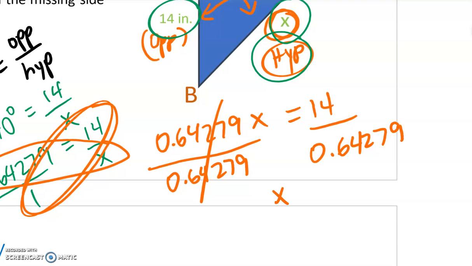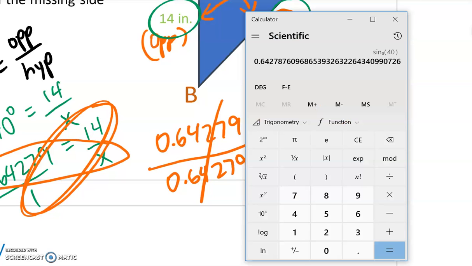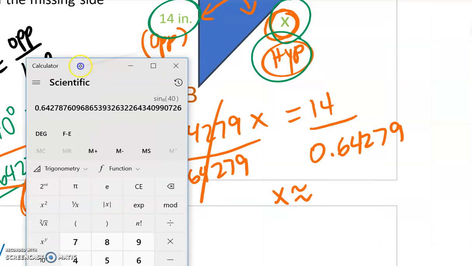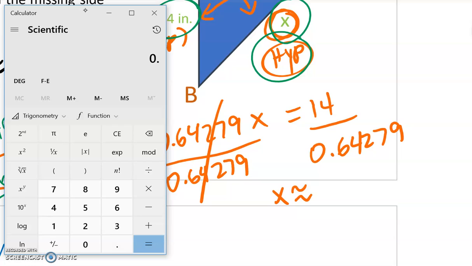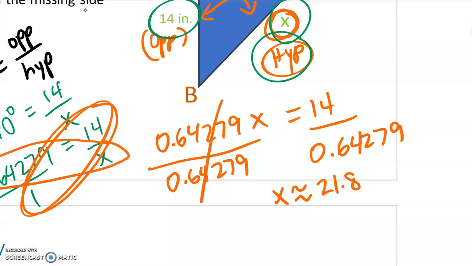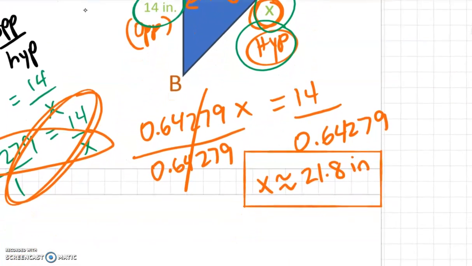So I'm going to say x is approximately, because we did already round this number. I could keep this number in there if I wanted, but that's okay. I can just use the 5 decimal places. Actually, I have to say 14 first. So I'm going to say 14 divided by 0.64279 equals 21.78, or 21.8 if we round it to the tenths place. So I'm going to say about 21.8 inches is the length of that side x, the hypotenuse.